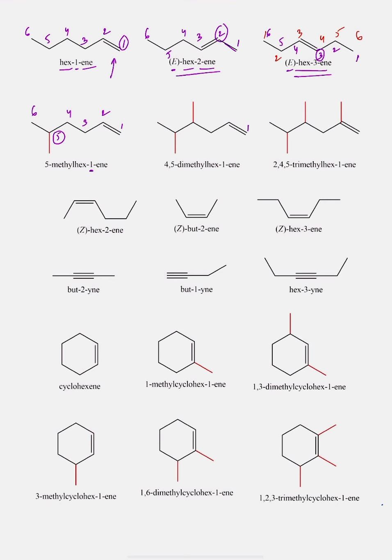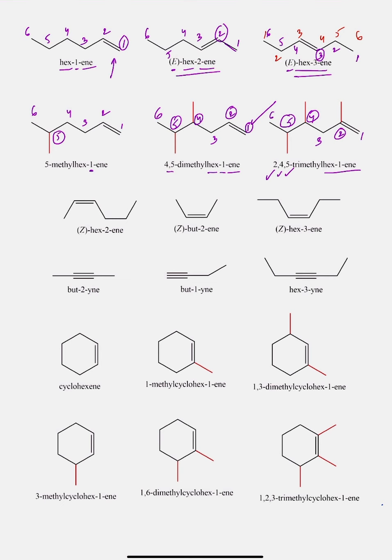Again, I number from here. So the name is hex-1-ene because it's sitting between 1 and 2. So I take the lower number. And there are 2 methyl groups attached at carbon 4 and carbon 5. So that gives me the name 4,5-dimethyl. Similarly here, you get hex-1-ene again because it is the same. And there are 3 methyl groups attached at carbon 2, 4 and 5. So you have 2,4,5-trimethylhex-1-ene.